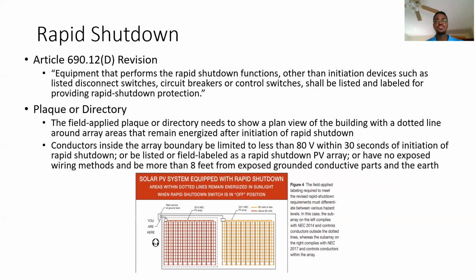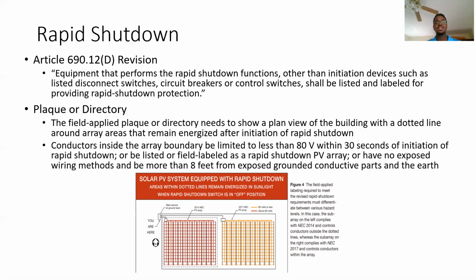Another major revision that they did was rapid shutdown. Article 690.12 says that equipment that performs the rapid shutdown functions, other than initiation devices such as listed disconnect switches, circuit breakers, or control switches, shall be listed and labeled for providing rapid shutdown protection.